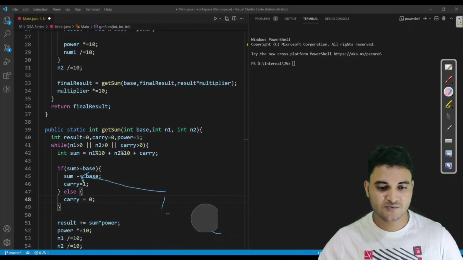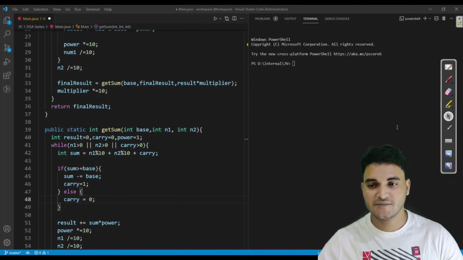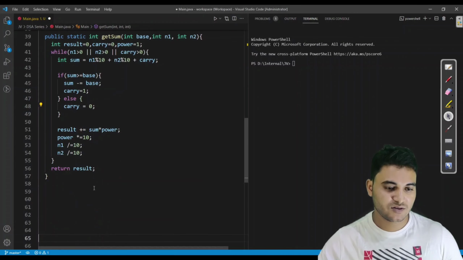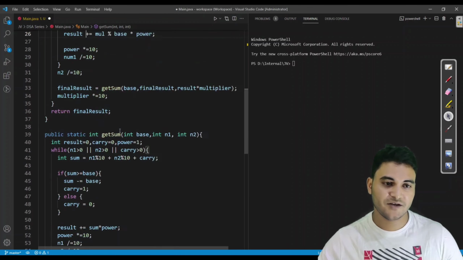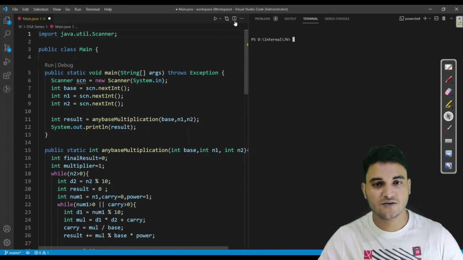I should not explain this, but I have, because I have already explained this logic many times in my previous videos. So this is the code for any base multiplication. We have to replace base values here and here, and we are done with the any base multiplication. So let us see whether this code is working or not.